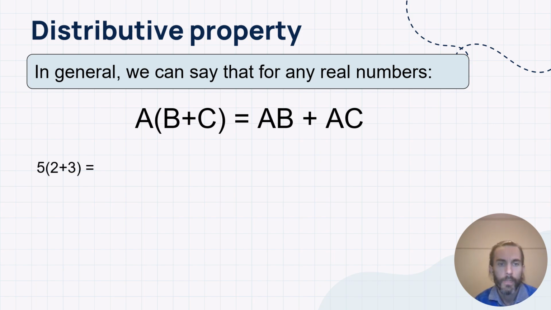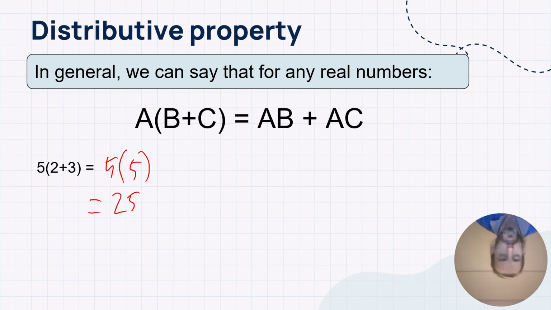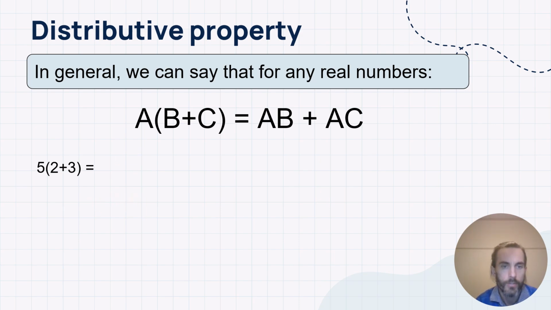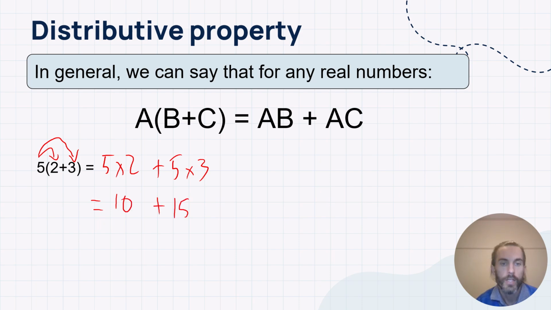So we could do our brackets first, and we could say 2 plus 3, well, that's 5. 5 times 5, that's 25. Or we could use our distributive property, and we could say 5 times 2, that's the first one, plus 5 times 3, that's the second one, equals 10 plus 15, which is 25. 25 in both cases. Whichever way you want to do it is fine.